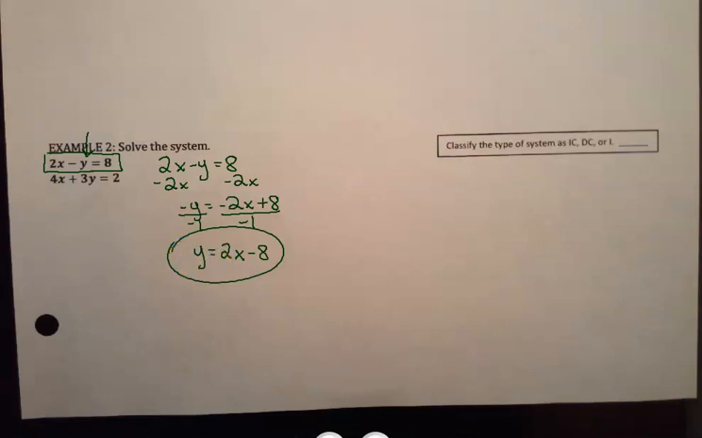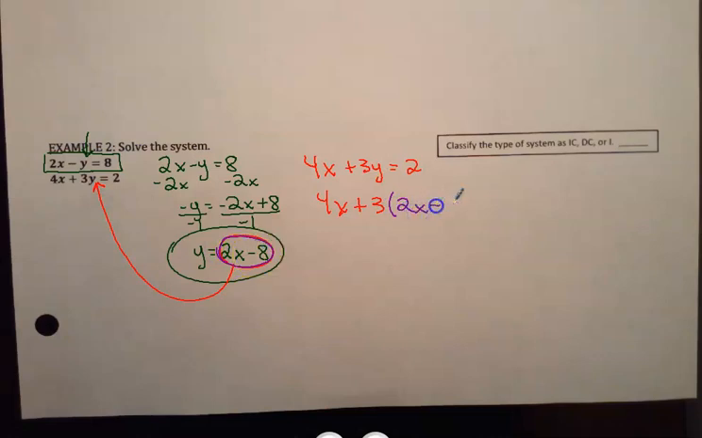Now, I'm going to take that expression, right? y equals 2x minus 8, and I'm going to plug that into my other equation for y. Okay, so I'm going to take 4x plus 3y equals 2. I'm taking my second equation, and I'm going to plug in an expression for y. So I'm going to keep 4x plus 3 times my y right here. So 3 times 2x minus 8, that's my y, equals 2. Okay, that's where I substituted.